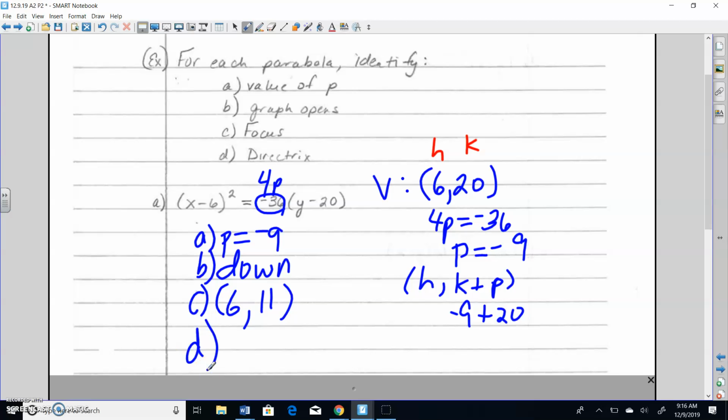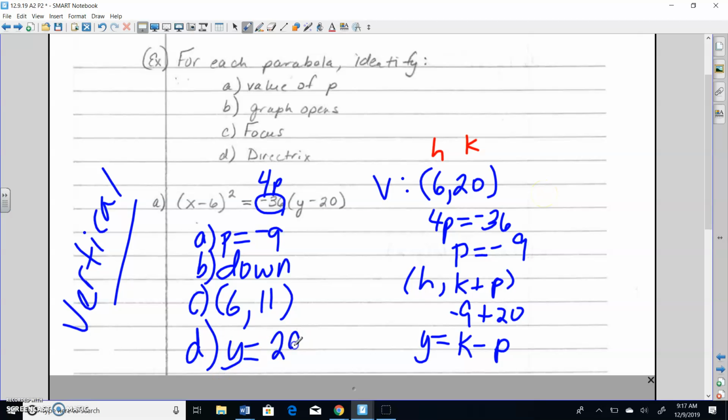And then to find the directrix, the directrix equation is y equals k minus p. And I'm just going to put vertical out here. And k is 20. So 20 minus a negative 9 would be 29. So y equals 29. That's how we get the 29. Any questions on that?